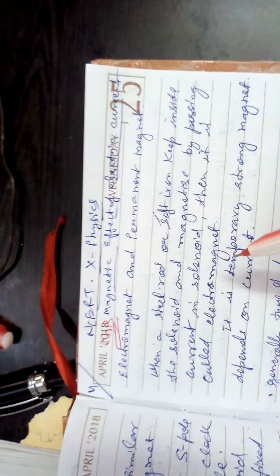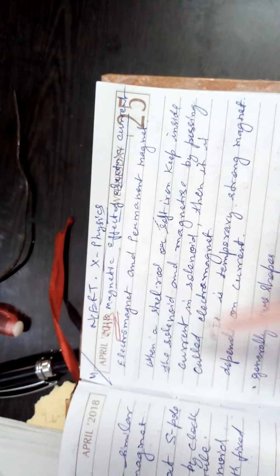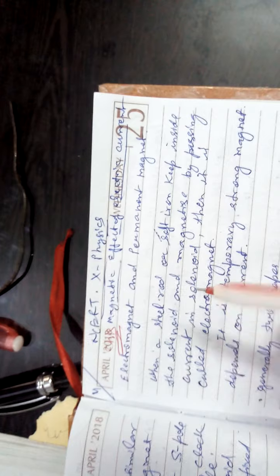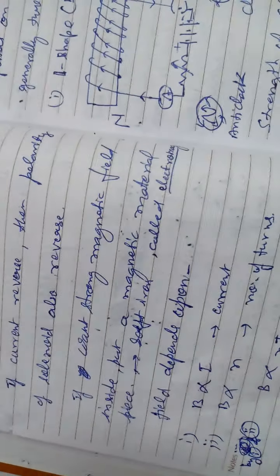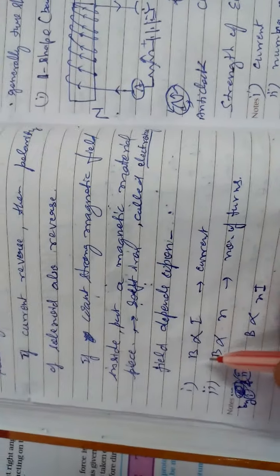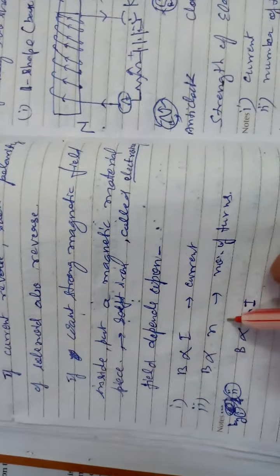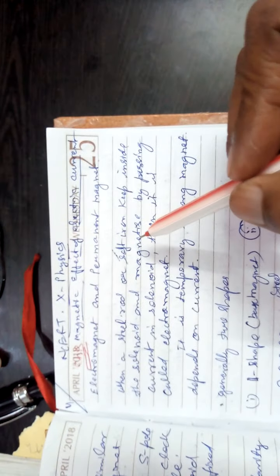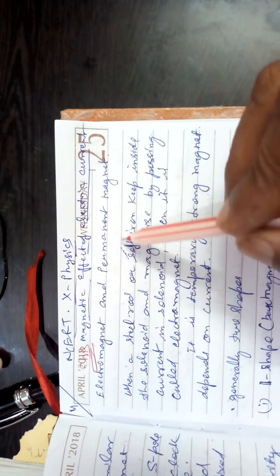Chapter 13. In the previous lecture I explained the solenoid. Now we will see that the solenoid field depends on the current and the number of turns, which I have shown you. Here we will see the electromagnet. The solenoid forms an electromagnet. Electromagnet and permanent magnet.